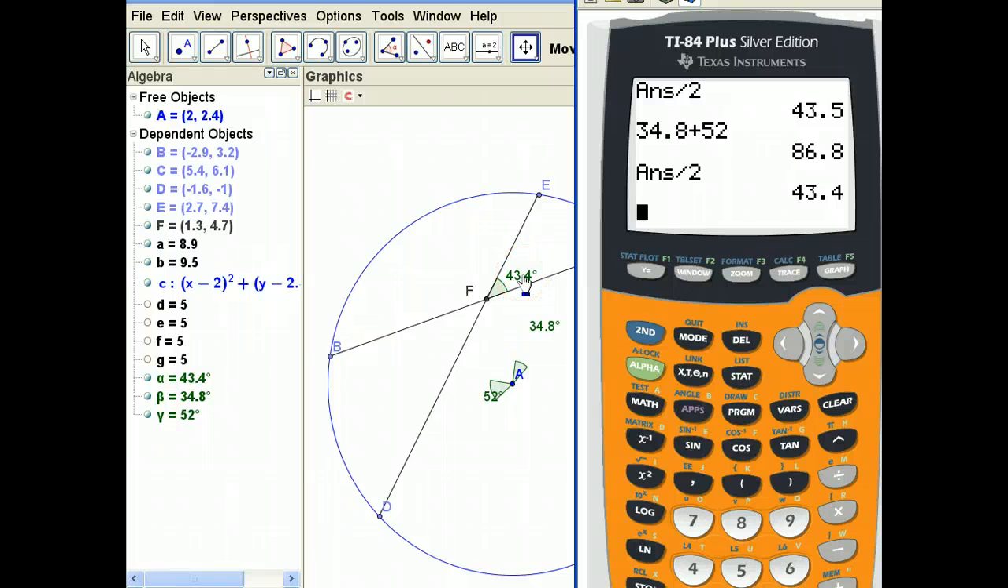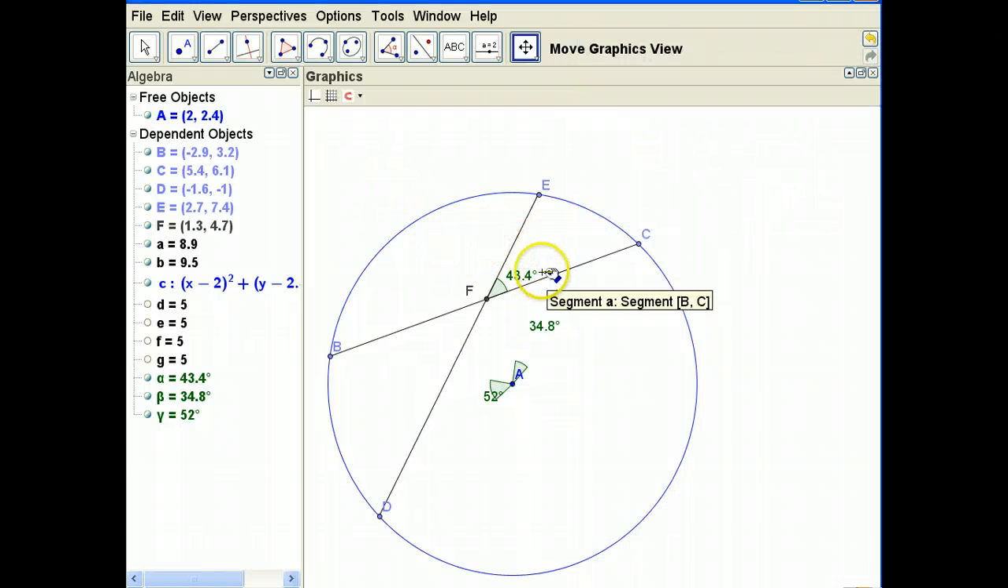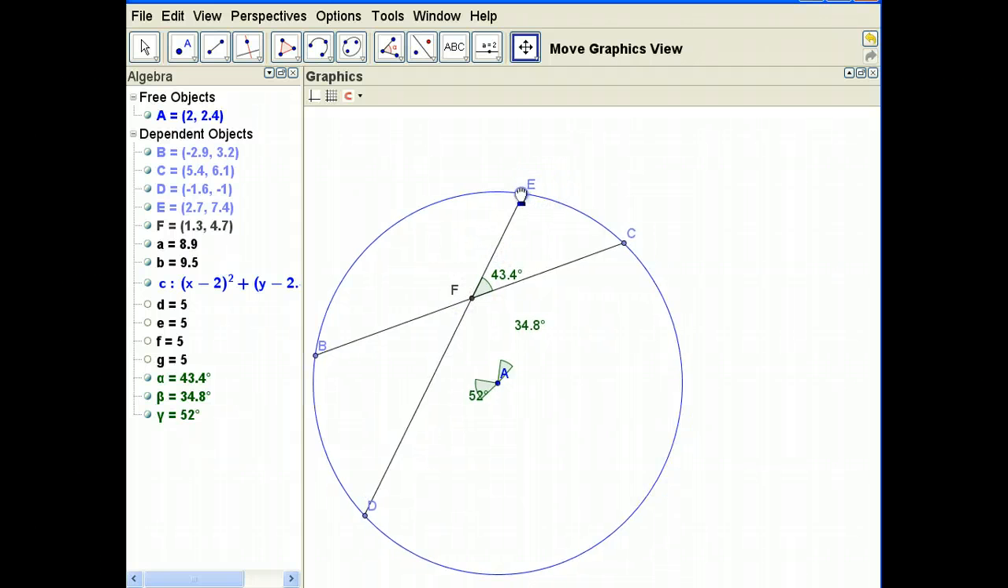So there is a relationship between these small angles that are just randomly created using chords and the arcs that they intercept. This 43.4 degrees is exactly 1/2 of the sum of these two arcs that it intercepts. It'll always work that way. In fact, if we go ahead and move it around a little bit, let's try a couple different examples.